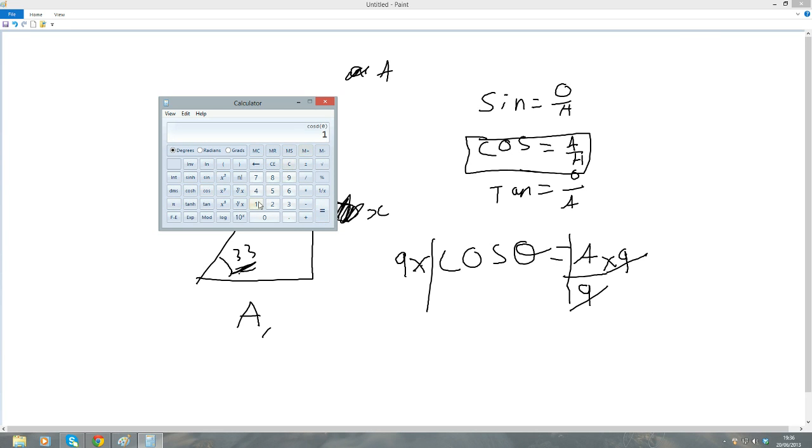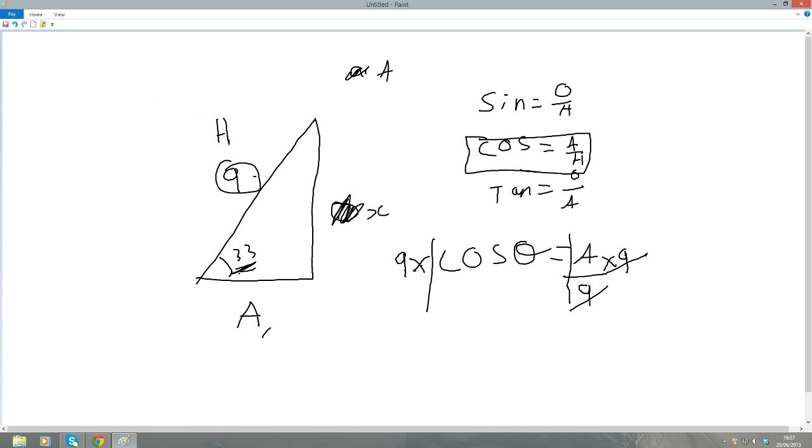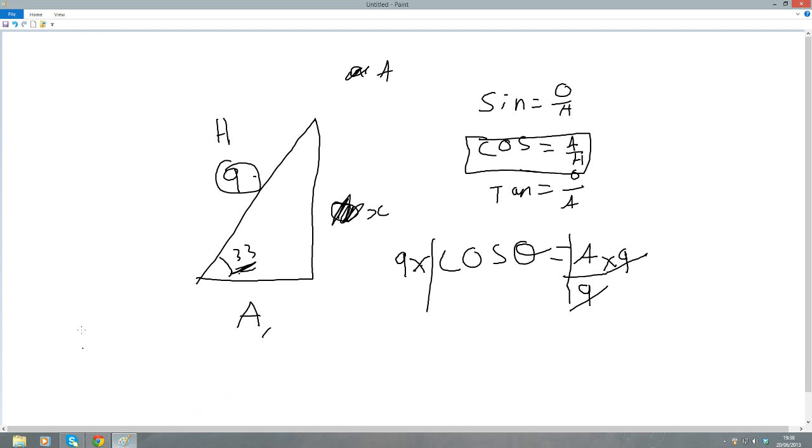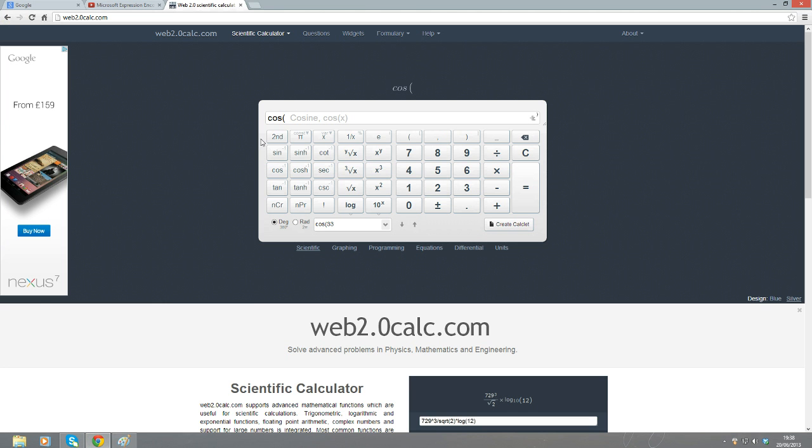Let me just work out how to use this, be right back. So anyway, now I've found a scientific calculator, this is what we'll do. So you find the cos button, which is this one, and in the brackets we type in whatever this number here was. So in this case it's 33, so we do cos 33, close the brackets, and that equals 0.8.